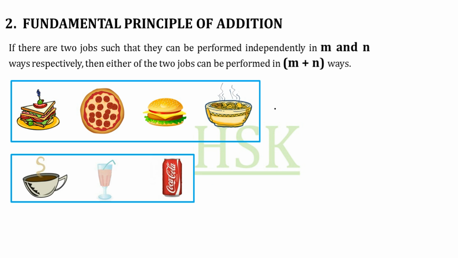Now consider an example: a boy went to a cafe. He has a choice of 4 snacks and 3 drinks. So he can make an independent selection of snacks in 4 ways and drinks in 3 ways. But he has to select a snack or a drink. Whenever the condition is that he has to do either of the jobs, we apply the fundamental principle of addition, and in this case it is applicable.